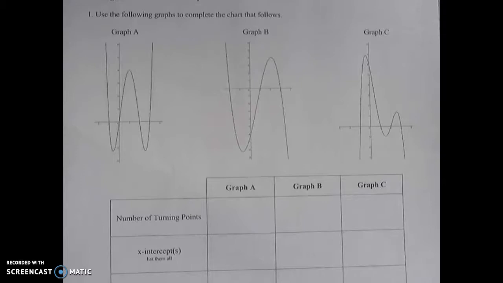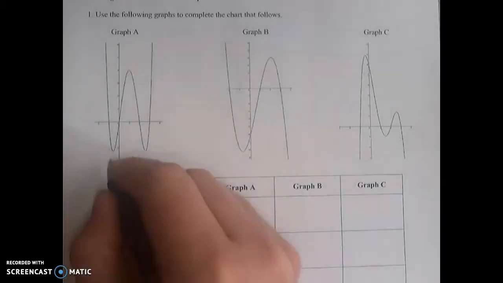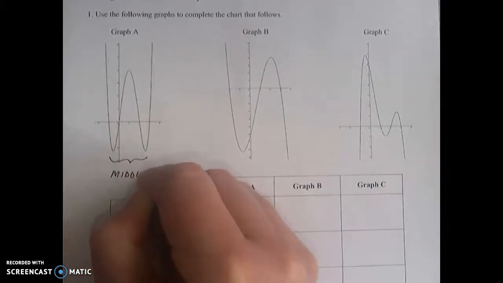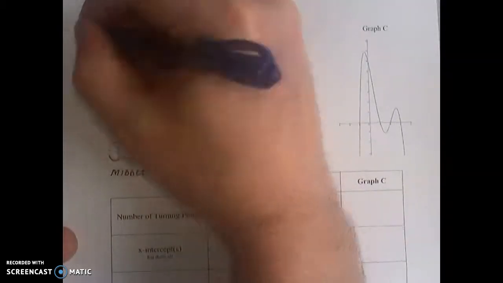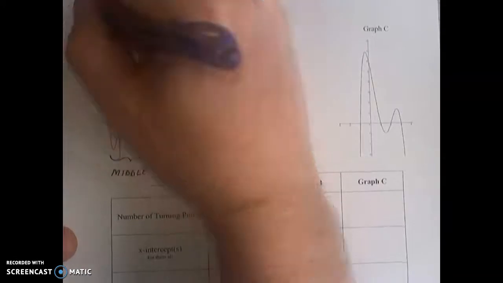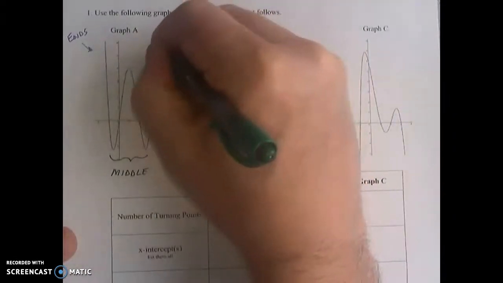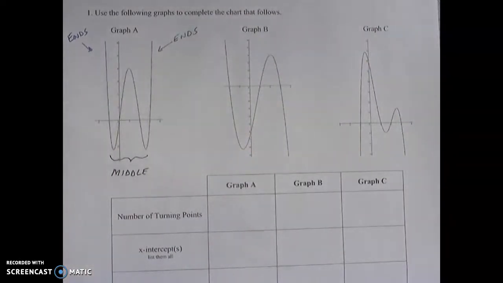And we'll talk about the first things we know. Remember, we're going to talk about two different things here. So we're going to talk about what's happening in the middle of the graph. That would be the number of turning points, the x-intercepts, and the y-intercepts. And then we're going to talk about what's happening at the ends of our graph. Okay? And that's going to be just like the notes video that we talked about before. That's going to be our end behavior.